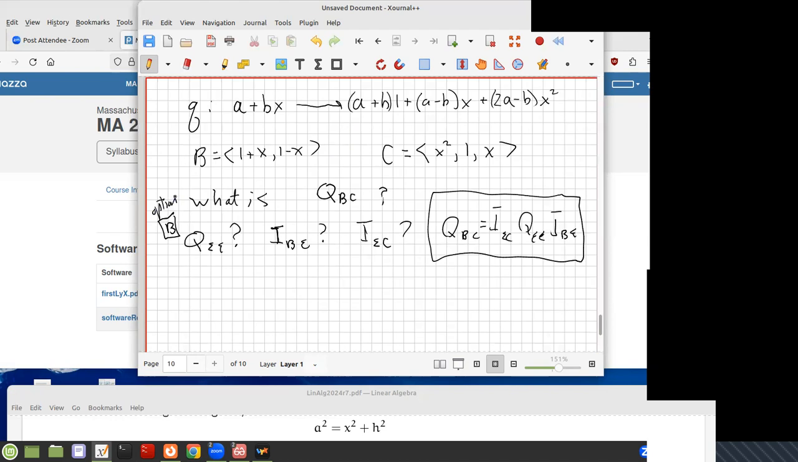And the E stands for the identity matrix, or, well, there's two E's. One E for the first space, E would be 1x. For the second space, E would equal 1x squared.